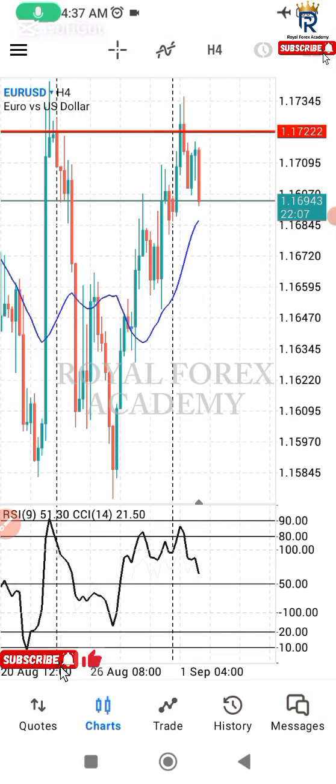Order blocks are mostly institutional candles, and that is why most of the trades we take in the order block are high probability trades, because these order blocks are what host the trade execution of institutions. Identifying this order block and placing the trade correctly will make you a profitable trader.